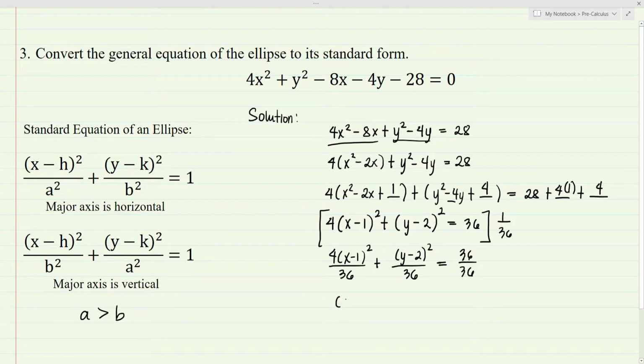So I will have here (x minus 1) squared over 9 plus, for the second term, that is the simplest form, so I will just copy it, (y minus 2) squared over 36. Then on the right side of the equation, I will have here 1. So the standard equation here is (x minus 1) squared over 9 plus (y minus 2) squared over 36 equals 1.